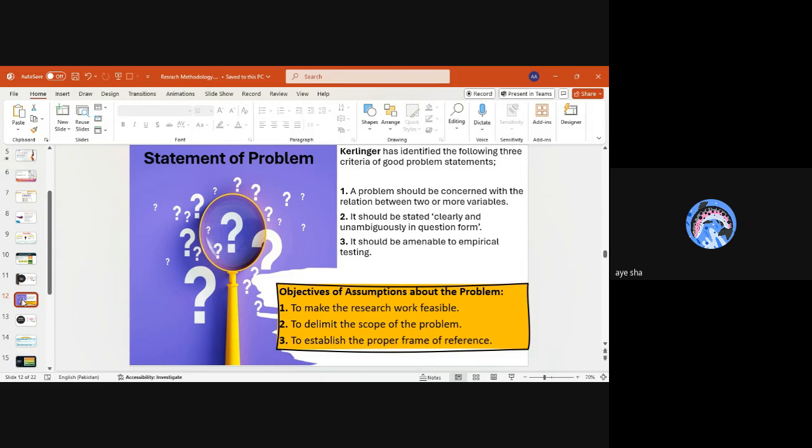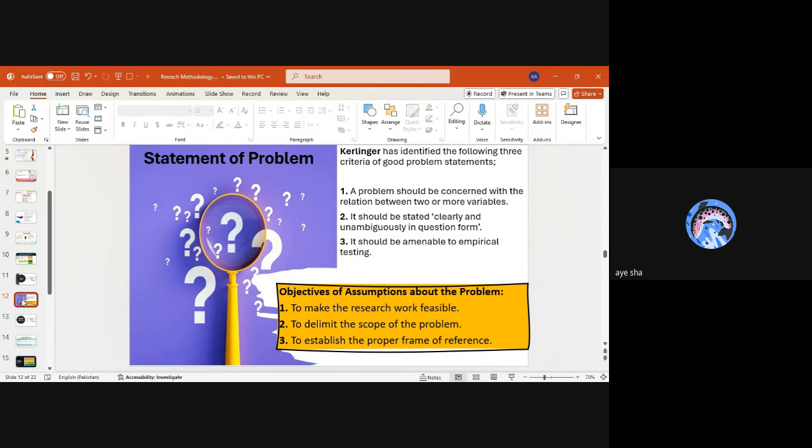Now, why do we make the statement of problem or problem statement? Because as I already mentioned, you have to make the research work feasible. When you have already decided that this would be the problem statement of my research, we will work around that. We will decide the methodology based on this problem statement, so that our research work is feasible, and we are able to easily accomplish it without much difficulty. And then to delimit the scope of the problem and to establish a proper frame of reference.